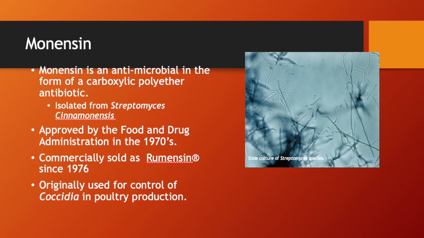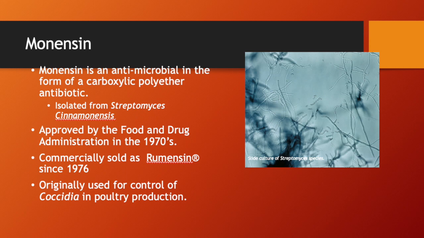Monensin is an antimicrobial. It's in the form of a carboxylic polyether antibiotic. This antibiotic is isolated from Streptomyces cynomonas. In the picture to the right, you can see a slide culture of Streptomyces species. This is not the specific one which produces Monensin, but it gives a general understanding of what they would look like under a slide. It was first approved by the Food and Drug Administration in the 1970s.